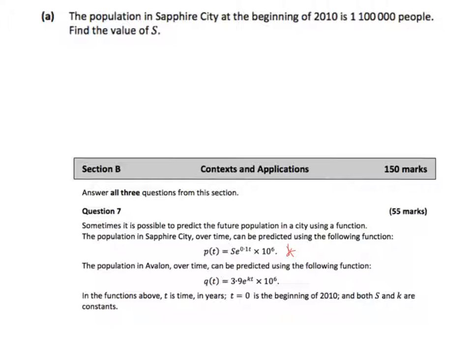And also very interesting and very important for us, we're told at the beginning of 2010. Here we're also told in the question that t is time in years, but t equal to 0 is the beginning of 2010, and both s and k are constants. So that's going to help us to solve for s. So it's just basic substitution as we begin.